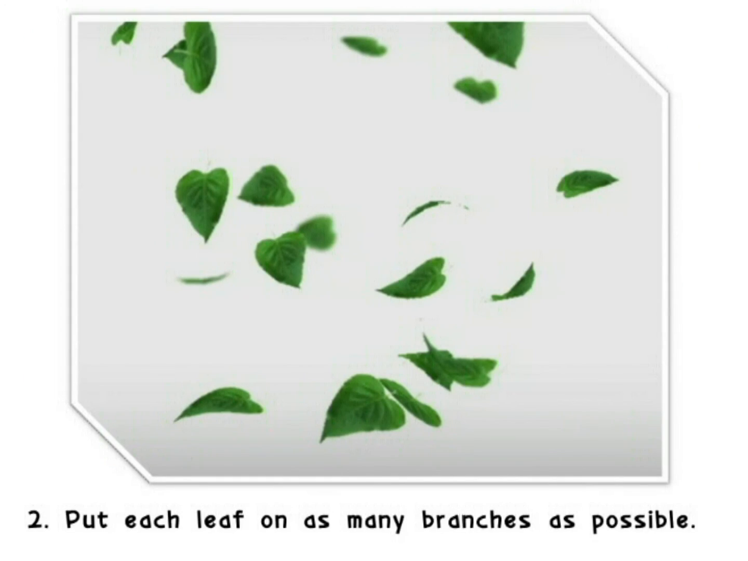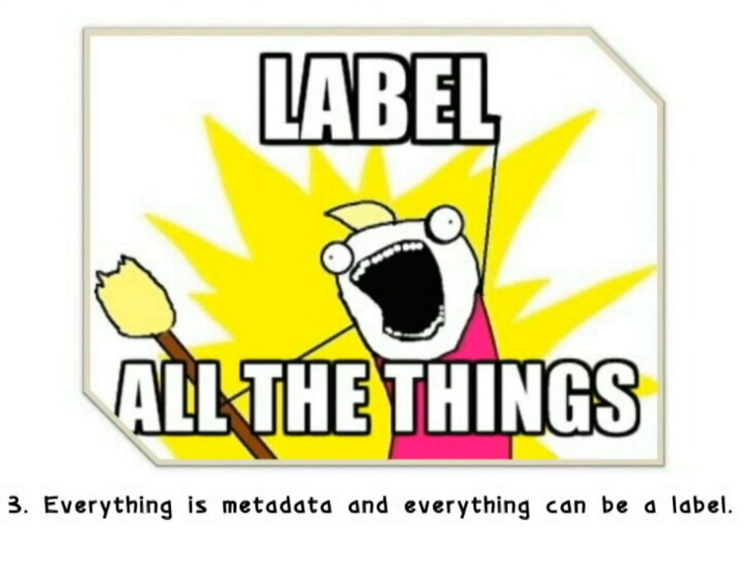The second strategy is to put each leaf on as many branches as possible. In the real world, a leaf can hang from only one branch. In the digital world, hanging a leaf on multiple branches makes it more findable. Unlike when organizing a card catalog, this doesn't make your files disorganized or messy. It makes it more usable and more profitable. The third rule is that everything is metadata and everything can be a label. A book's catalog card has to hold far less information than does the book itself. In the digital world, not only can every word in a book count as metadata, so can any of the sources that link to the book.